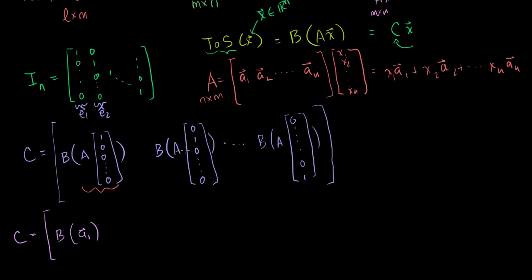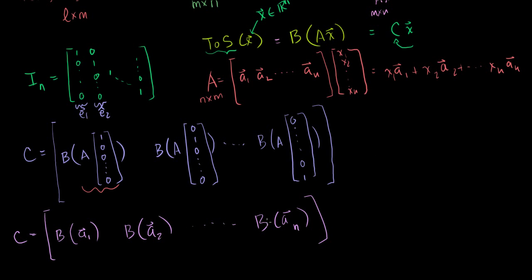Now, what is this next one going to be equal to? It's going to be 0 times the first column in A, plus 1 times the second column in A, plus 0 times the third column in A, and the rest are going to be 0. So it's just 1 times the second column in A. So this second column in our transformation matrix is just going to be B times A2. And I think you get the idea here. The next one's going to be B times A3, and all the way until you get B times An. And so that's how you would solve for your transformation matrix.